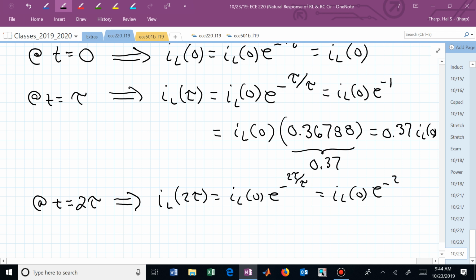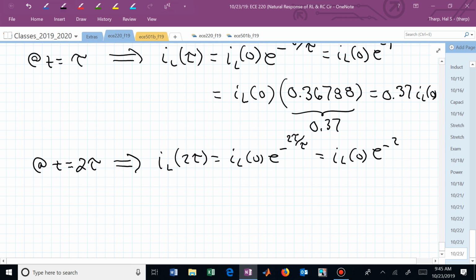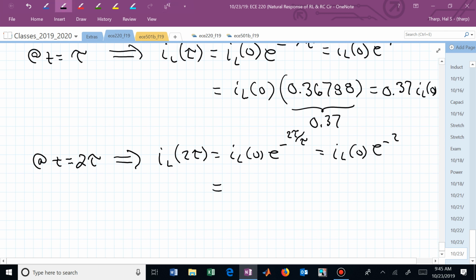That's where these 2 time constants, 3 time constants come in, when your exponential is written as e to the minus t over tau. All of these, 1 time constant, 2 time constants, 3 time constants, become e to the minus 1, e to the minus 2, e to the minus 3. E to the minus 2 is 0.135. So this is now 0.135 I sub L of 0. So we're down at 14% of where we started in two time constants.